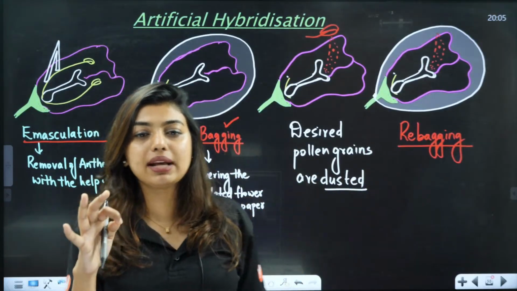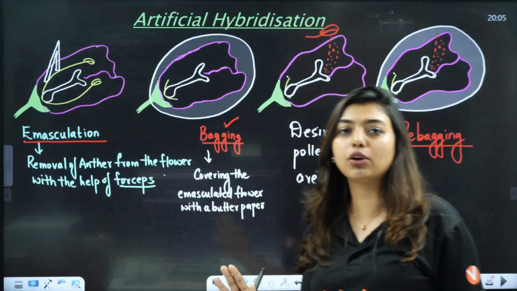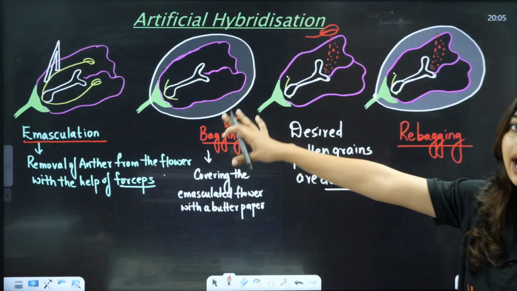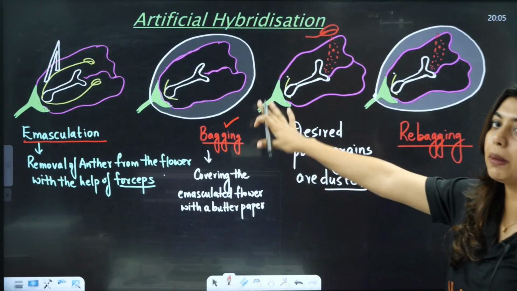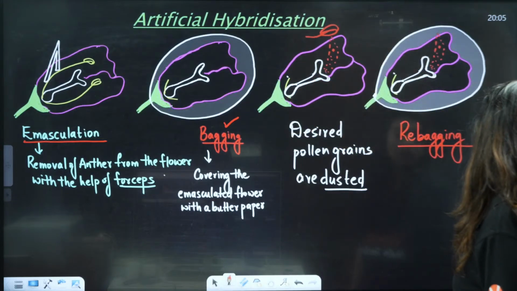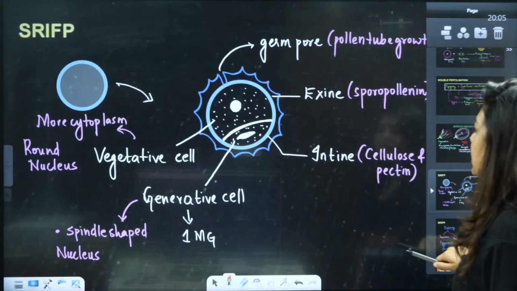So artificial hybridization, nobody will make you read by drawing diagrams like this, so that's why study now. Artificial hybridization, emasculation, where you remove the anther. Bagging, where you cover it with butter paper. Then you dust the desired pollen and then you do rebagging. Clear? Clear.